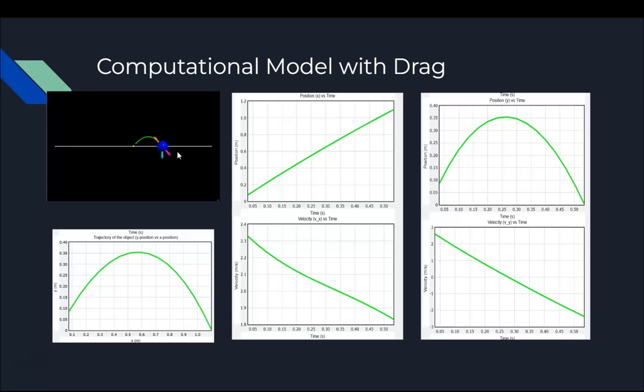Here's the resulting computational model with drag. In this model, we will assume that the effects of drag are being perfectly distributed onto the paper ball. As you can see, the trajectory of the paper ball is parabolic, and the velocity decreases in both the x and y direction. The decrease of velocity in the y direction isn't as linear due to the effects of vertical drag on gravity.